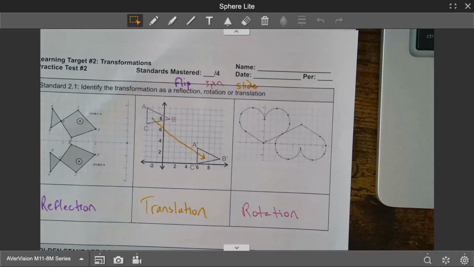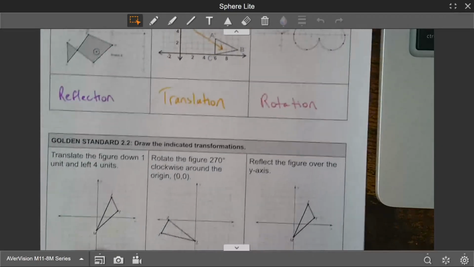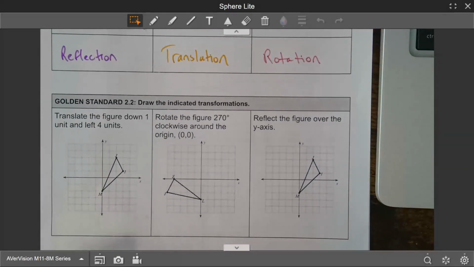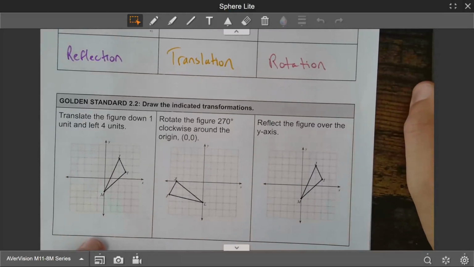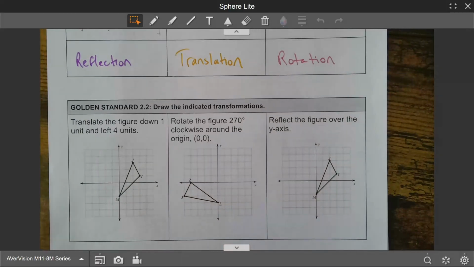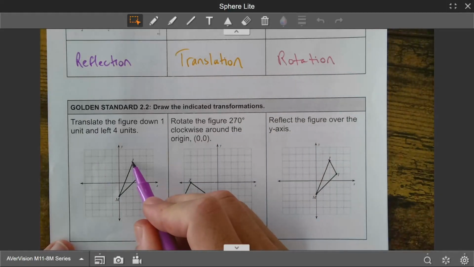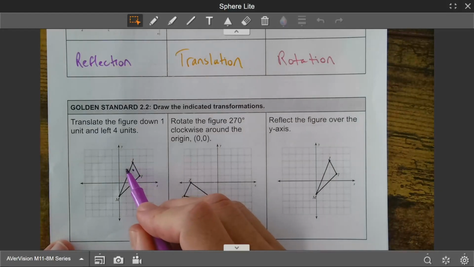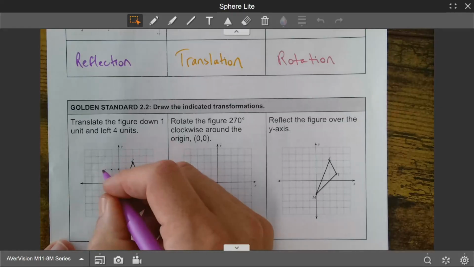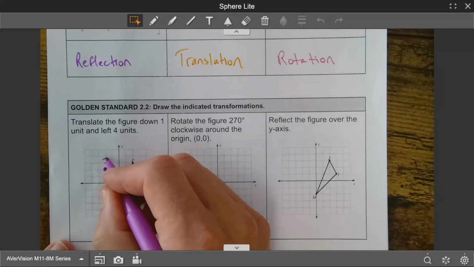All right, let's move on down to Golden Standard 2.2, drawing transformations. So for this one, translate the figure down 1 unit and left 4. So we're going to take each point like J, and we're going to go down 1 unit and to the left 1, 2, 3, 4. And making this point J prime.